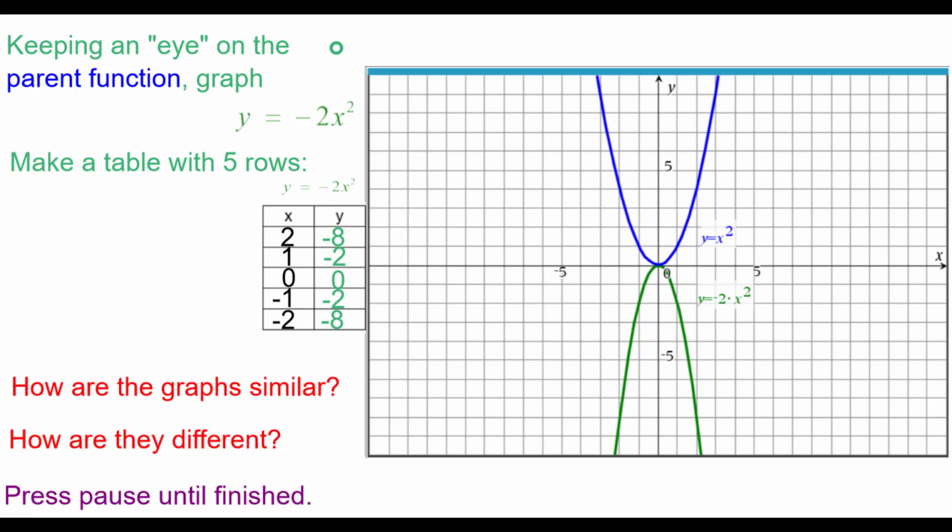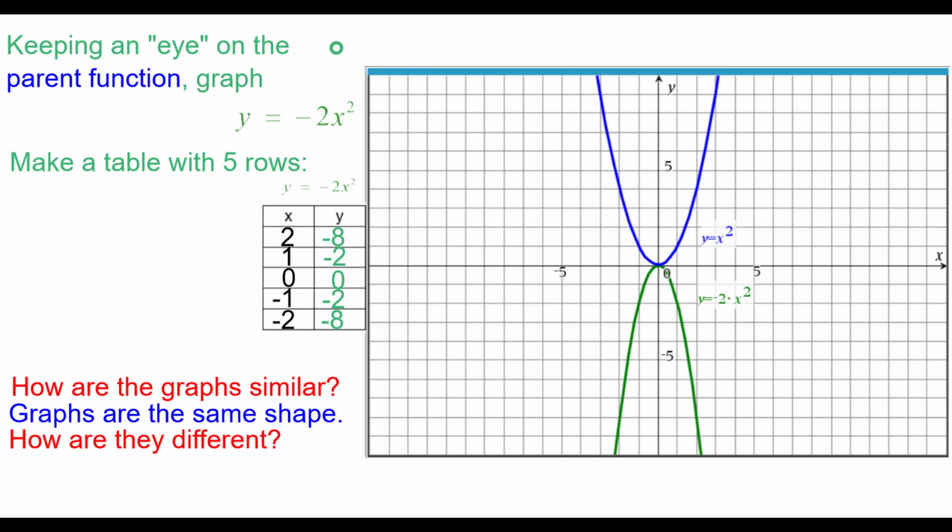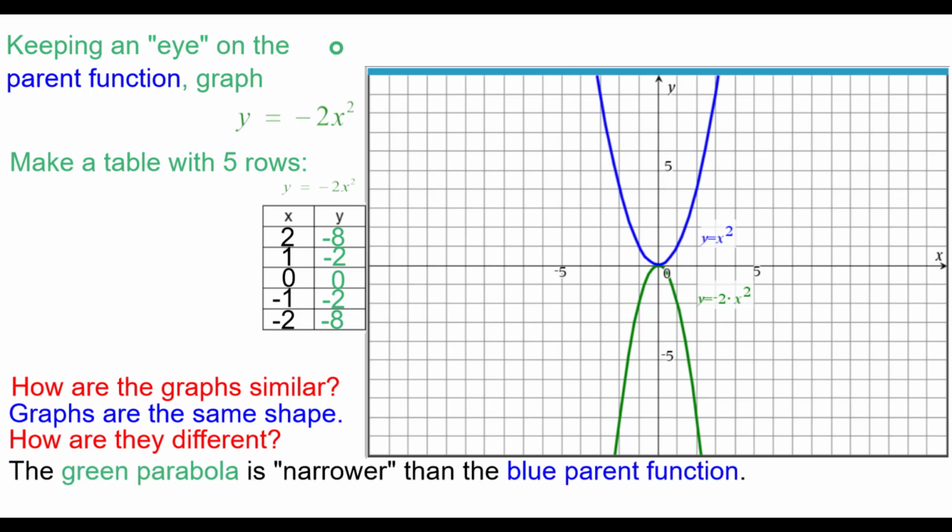How are the graphs similar? How are they different? Press pause until you're finished thinking about that. The graphs are the same shape. One's opening up and one is opening down. How are they different? The green parabola is narrower than the blue parent function. Again, one up, one down. The green parabola is below the x-axis, while the blue one is above, except for sharing the origin.